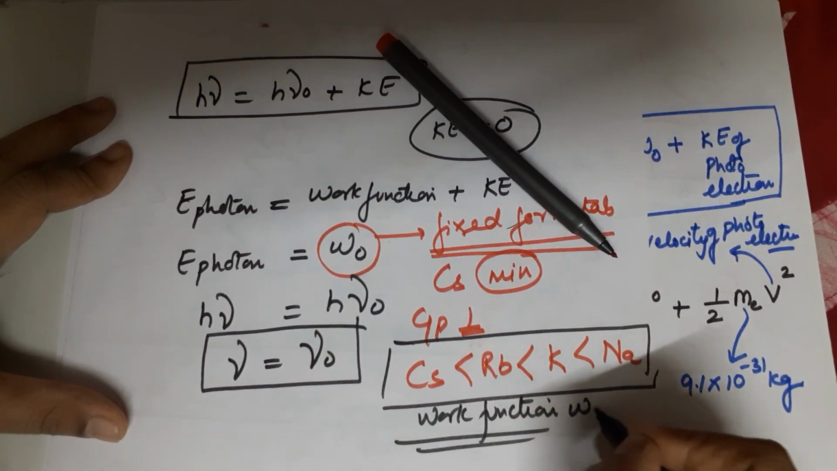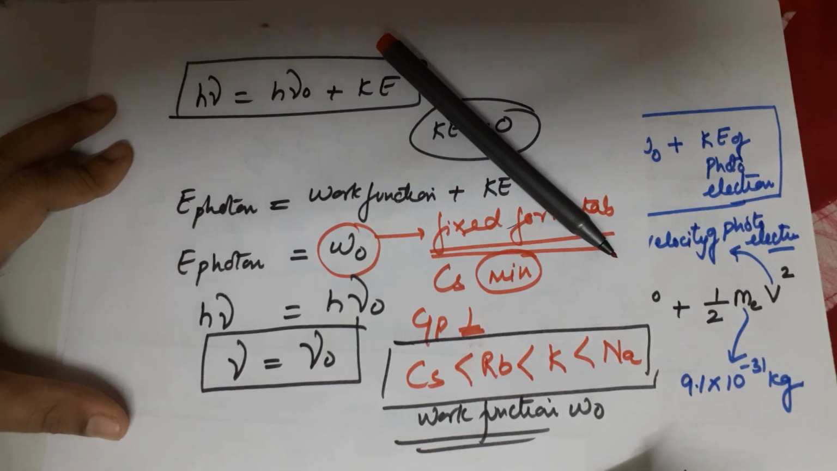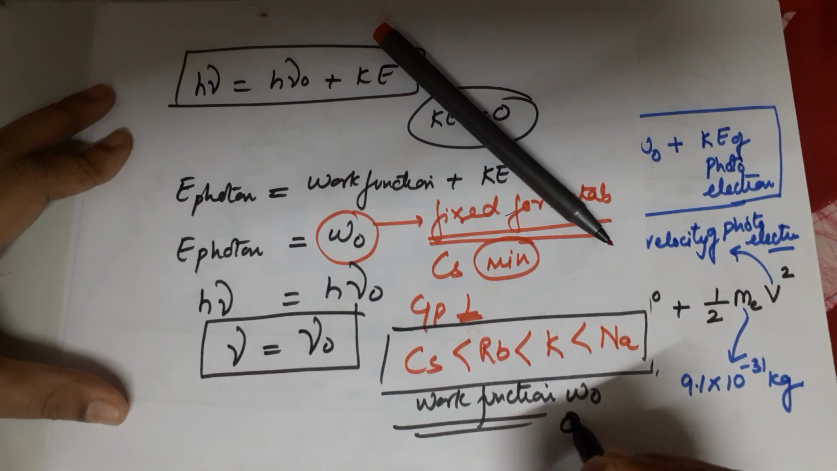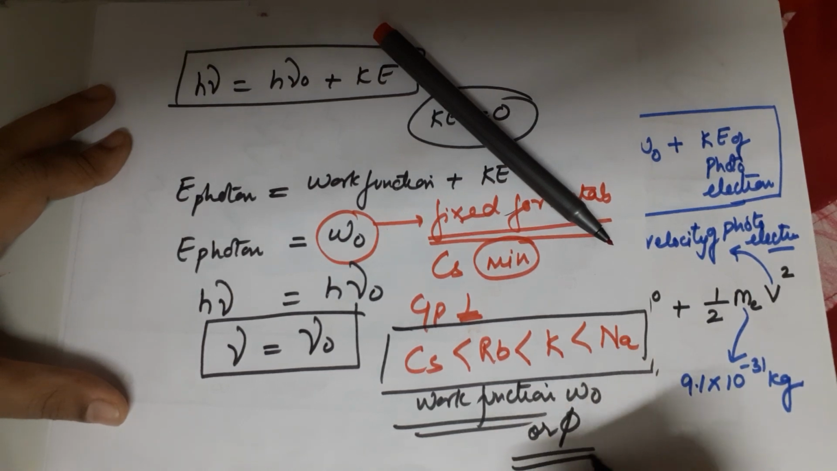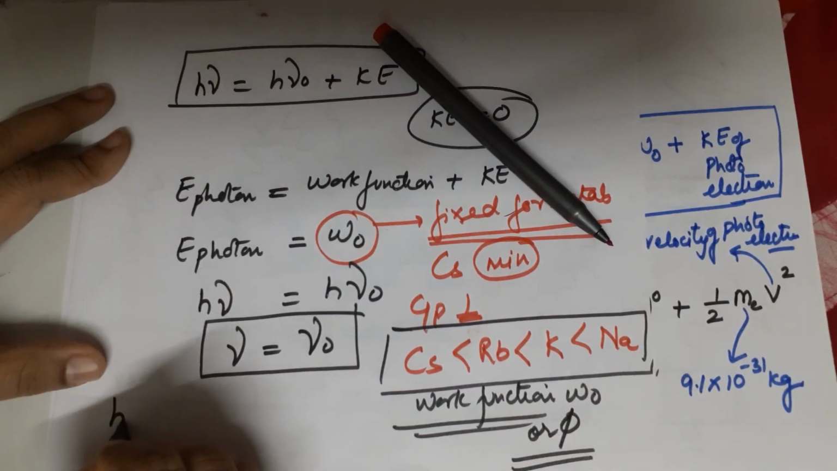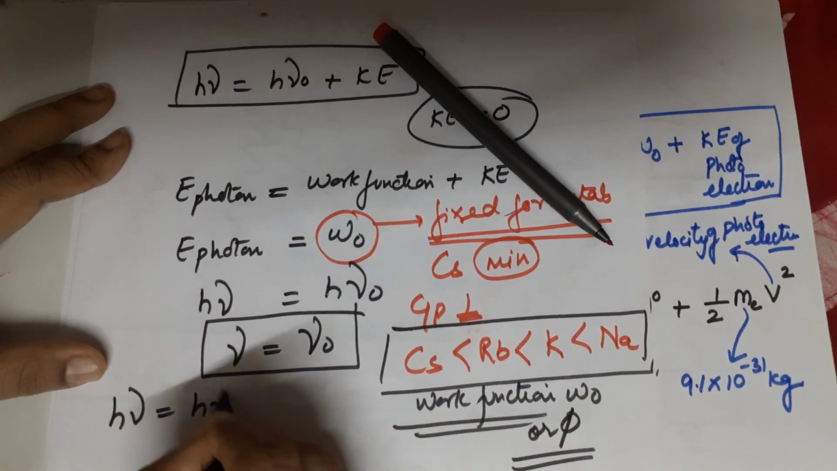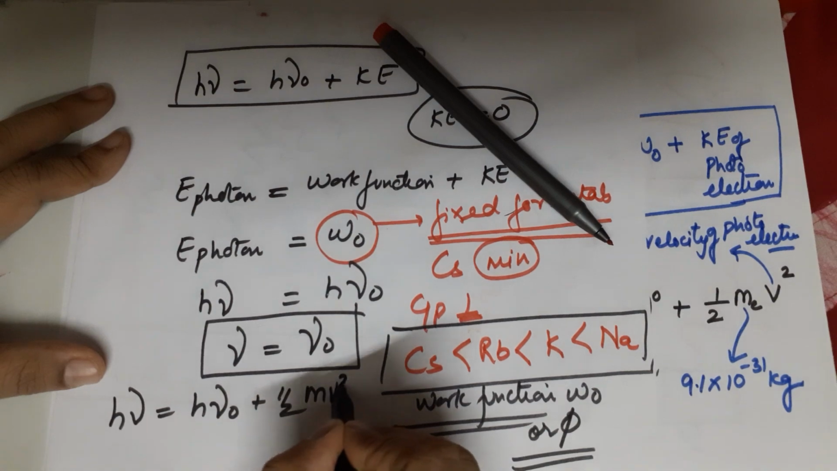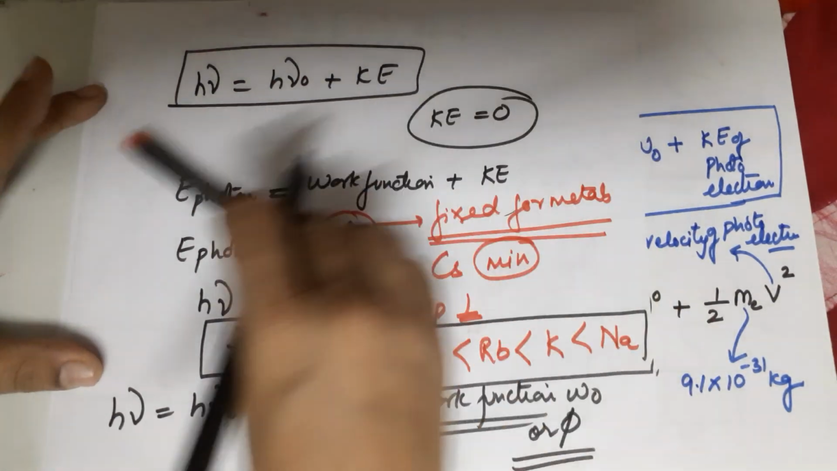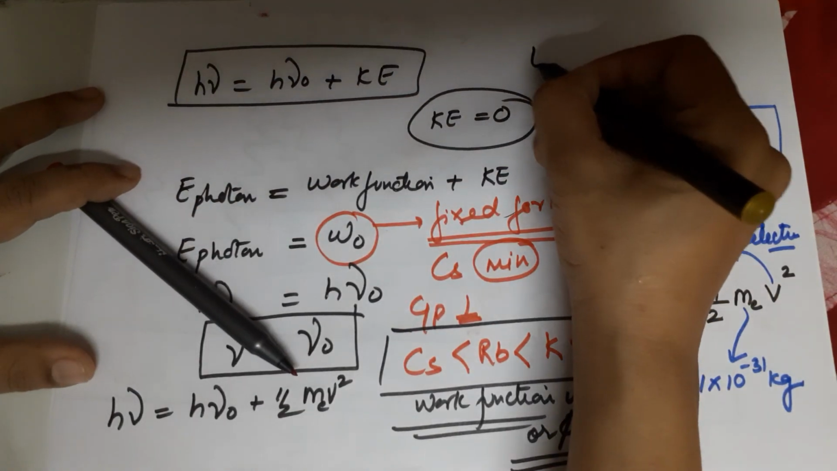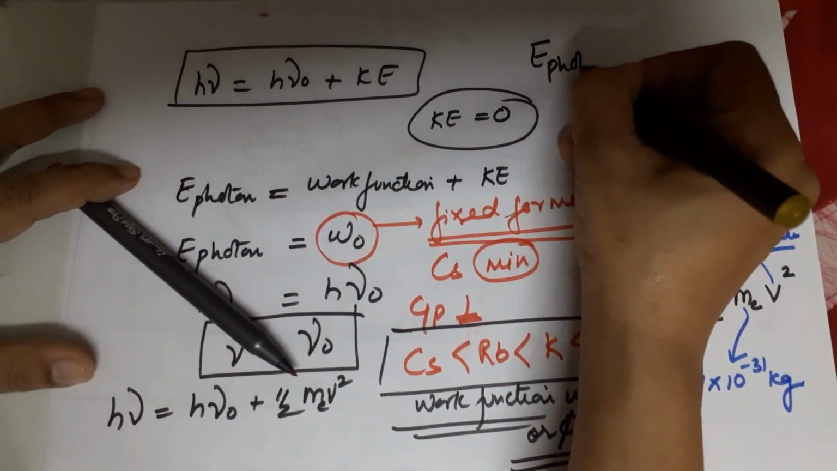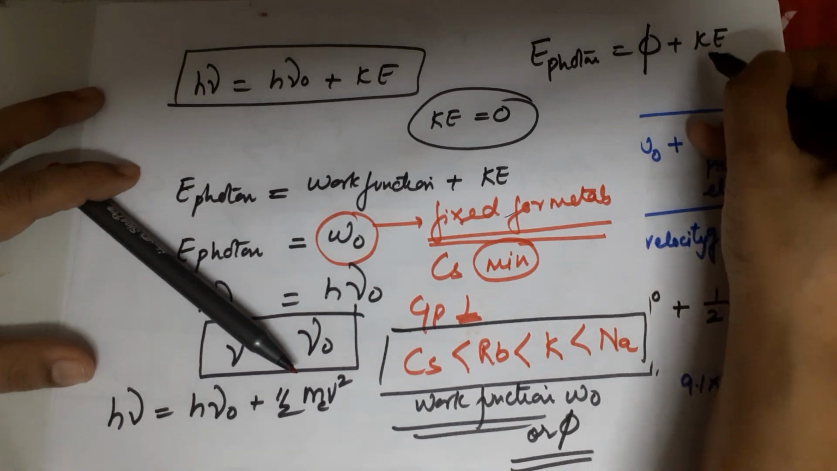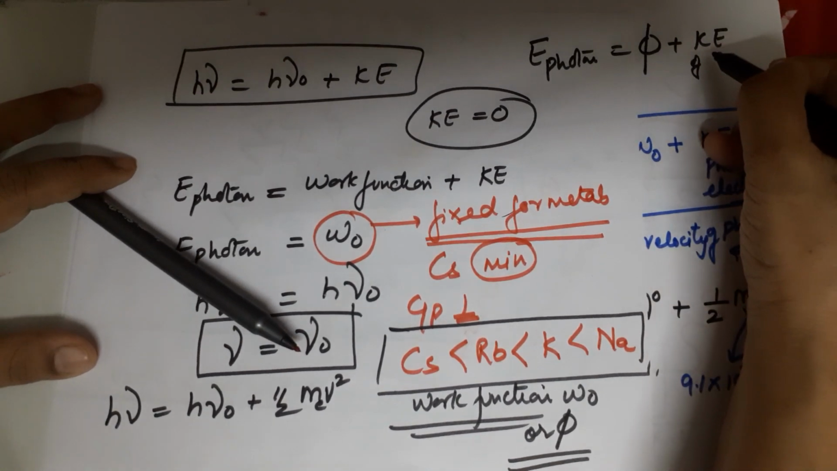Work function in books is, NCERT gives it as W0, and in the other books you would find it given as phi. So don't get worried. You would find the formulas could be like this: h nu is equal to h nu naught plus half m v square, where m is the mass of the electron, or at times written as E, the energy of the photon, is equal to the work function plus kinetic energy of the photoelectron.